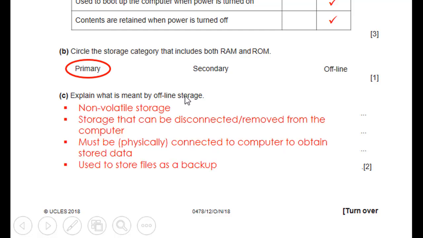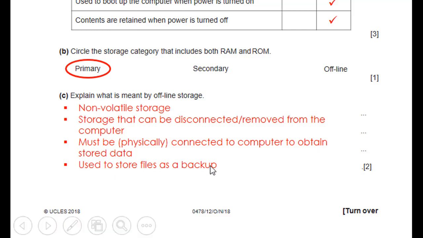What is meant by offline storage? It's non-volatile. It's storage that can be disconnected or removed from the computer. An example would be a USB flash drive, or a CD or a DVD. Again, you must physically connect it to the computer, so I must physically put a CD or a DVD into my DVD player or CD player for it to run. I must physically insert the USB flash drive into the computer for it to work.